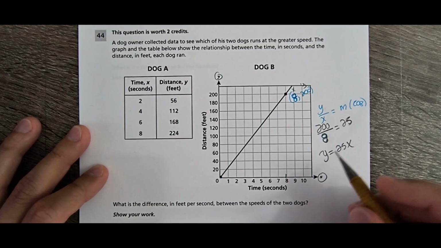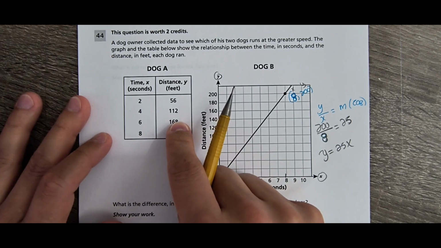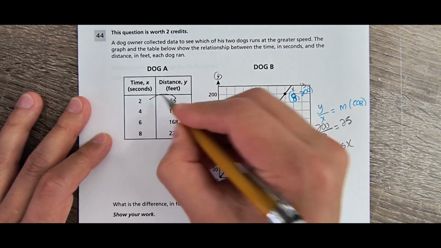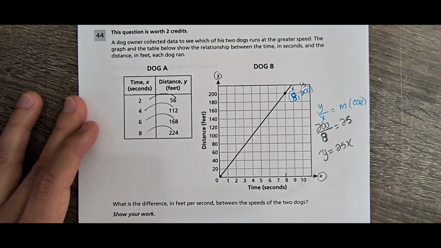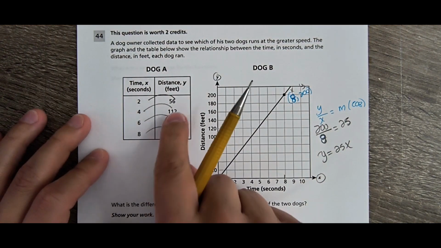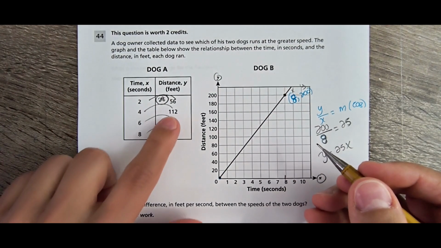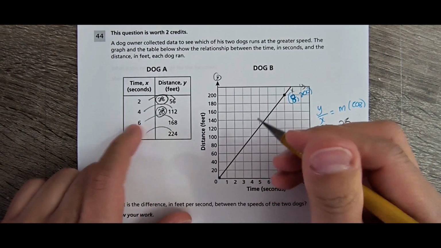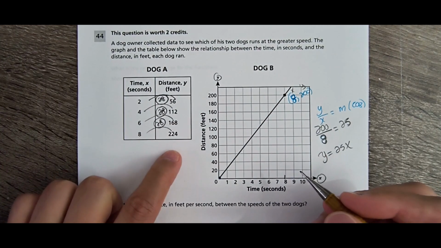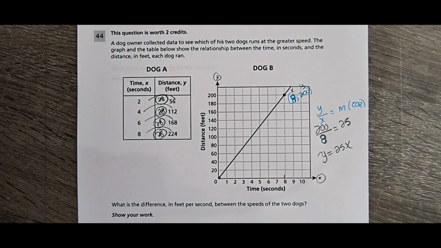Now here it's similar to a problem that we did previously, where we were dividing y over x for each to find out what the rate of change was. And that's exactly what we're going to do right now. 56 divided by 2 is equal to 28. 112 divided by 4 is also 28. 168 divided by 6 is also 28. And 224 divided by 8 is also 28. So we can see here what the slope for this particular dog is, and we can write our equation for the dog as well.